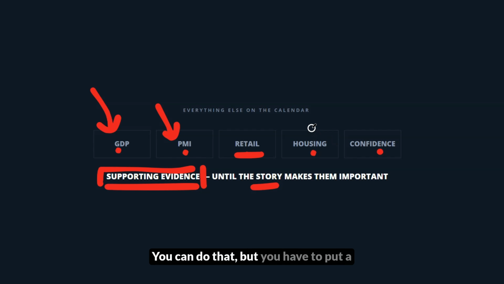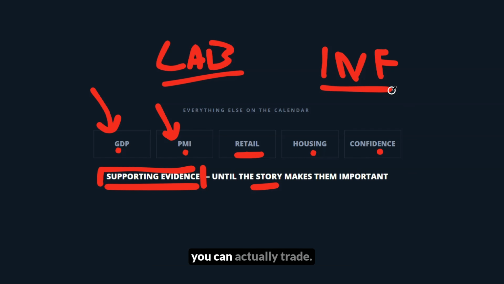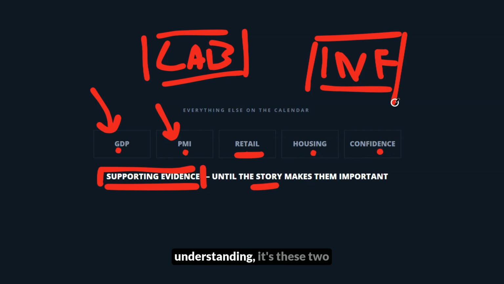You can do that, but you have to put a lot more weight into the analysis when it's about the labor market and inflation. Those are the ones that move the needle. These are the ones that you can actually trade. If you start to chase these, you're gonna get caught in some noise. So you have to understand which information deserves your attention. And as you're understanding, it's these two.